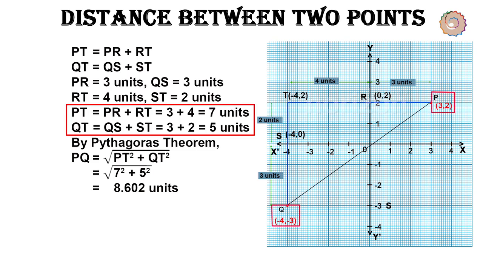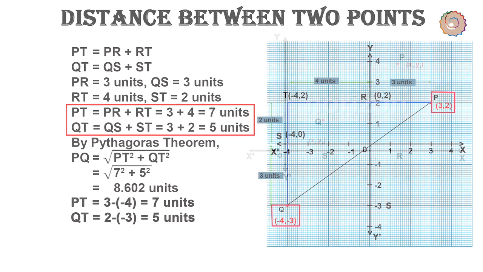Now let's try to produce a direct formula to find the distance between 2 points if the coordinates were given. Have you noticed any relation between the values of PT and QT with the coordinates of P and Q? PT is the difference between the x coordinates and QT is the difference between the y coordinates. So now we know how we can formulate the distance between any 2 points.